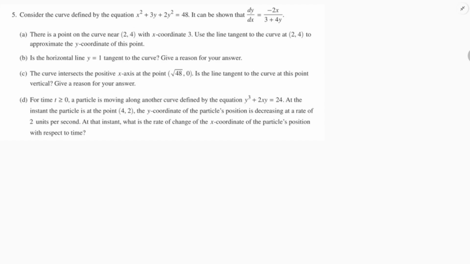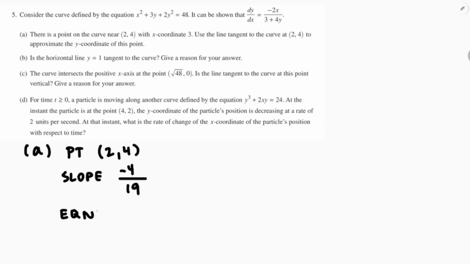Okay, so we've got a point. We're going to need a slope, and then we'll write an equation and get an approximation. So the point is going to be x equals 2, y equals 4. The slope is going to be, okay, dy/dx at the point (2, 4) is going to be negative 2 times 2, which is negative 4, divided by 3 plus 4y, 3 plus 16 equals 19. Okay, that's an interesting slope.